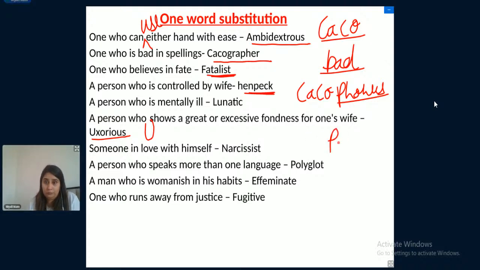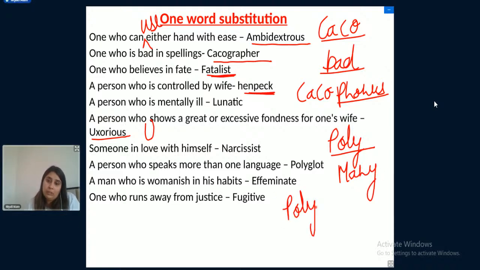Poly is the root word here, dear students. Poly means many. Polynomials. You must have heard this word, polynomials. A chapter in maths is there, I think, in 10th class. Polynomials are the expressions which have more than one variable, like x, y, z. Since poly means many, a person who speaks more than one language is known as polyglot.